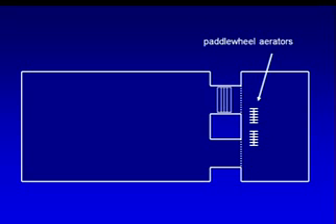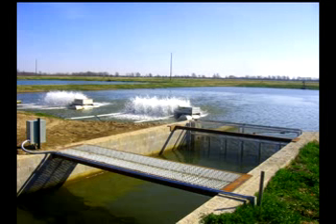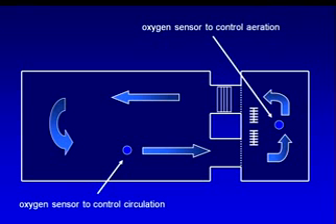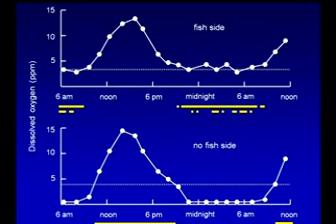At night, the paddle wheel circulator stops and standard electric paddle wheel aerators run in the fish cell to maintain optimal oxygen levels. Compared with the traditional 5-acre open pond, it is much easier and more efficient to maintain oxygen levels above 3.5 parts per million in just the smaller fish production area of the split pond. Oxygen sensors in both pond cells work together to control operation of the circulation paddle wheel and aerators.